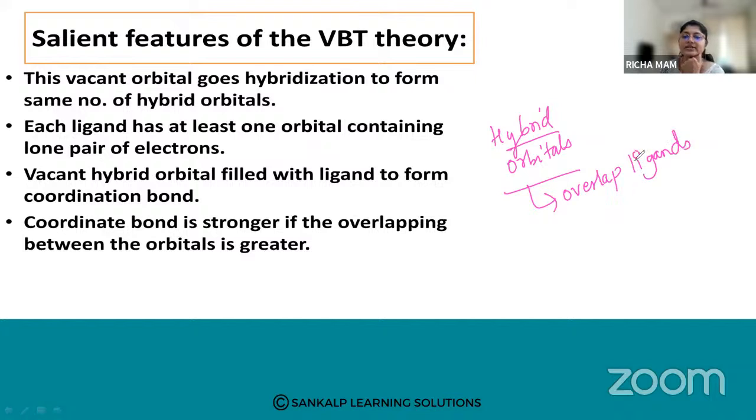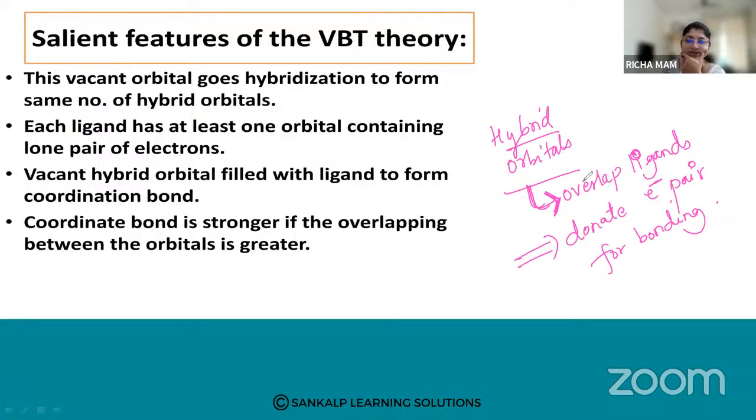And what will these ligand orbitals donate? They will donate the electron pair for bonding. So what is happening here? The hybrid orbitals will overlap with the ligands, and these ligands will donate the electron pair for bonding.